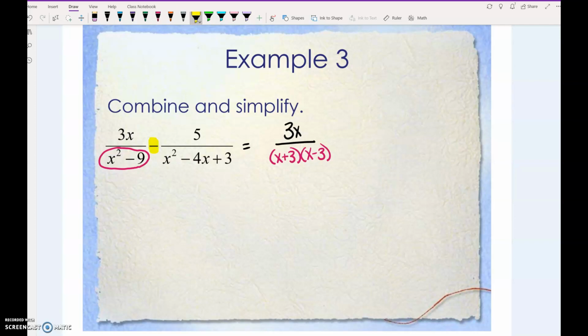Once again, we have this subtraction. Change that to plus a negative in front of the 5. So we have plus negative 5 over, and we need to factor this trinomial. When you factor trinomials, you're looking for two numbers that multiply to give you 3 and add up to negative 4. Since we're adding up to a negative but multiplying to a positive, they must both be negative, so negative 1 and negative 3.